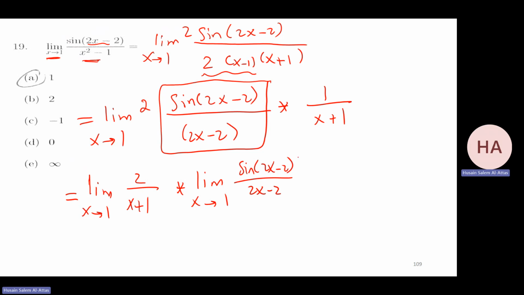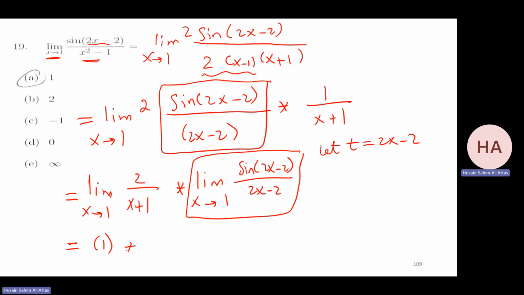This is 2. Here, I will use let. Let t equal 2x minus 2. So what we are getting, this is 2 over 2, which is 1, times limit sine t over t. X goes to 1, so it means 2 minus 2, t goes to 0, which is, I know it's 1. So it will be 1 times 1, which is 1. So this is my answer.